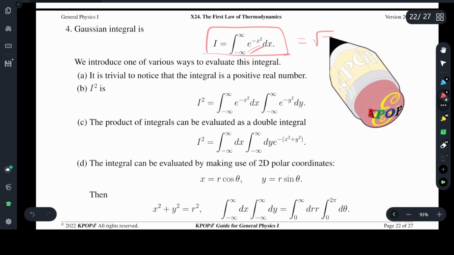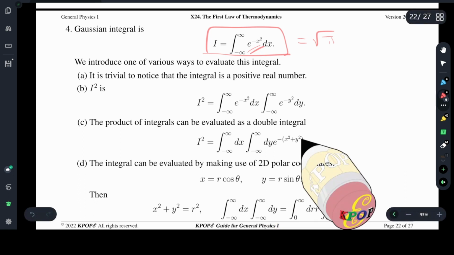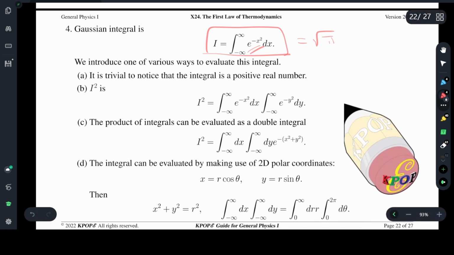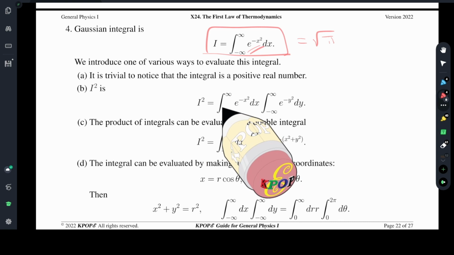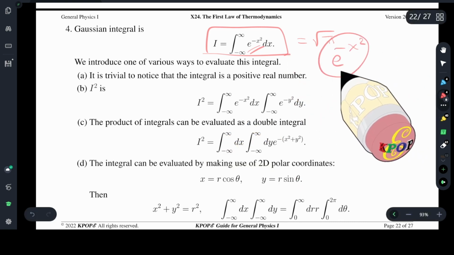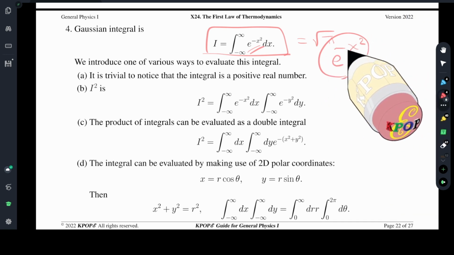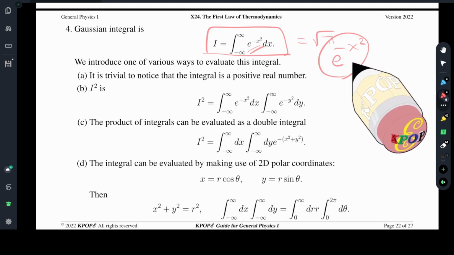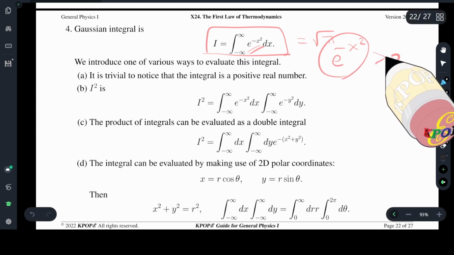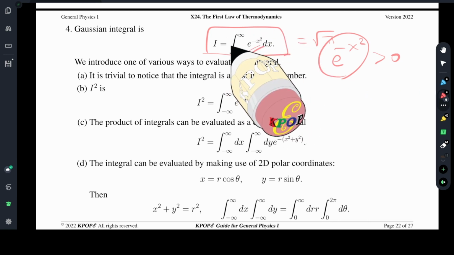This is the square root of pi. Let me explain how to do that. There are many ways to evaluate this integral, but a simple way at our level is just to square this integral. First of all, the exponential function, whatever the argument, is positive definite. This is always greater than 0. And therefore, this integral is positive definite.